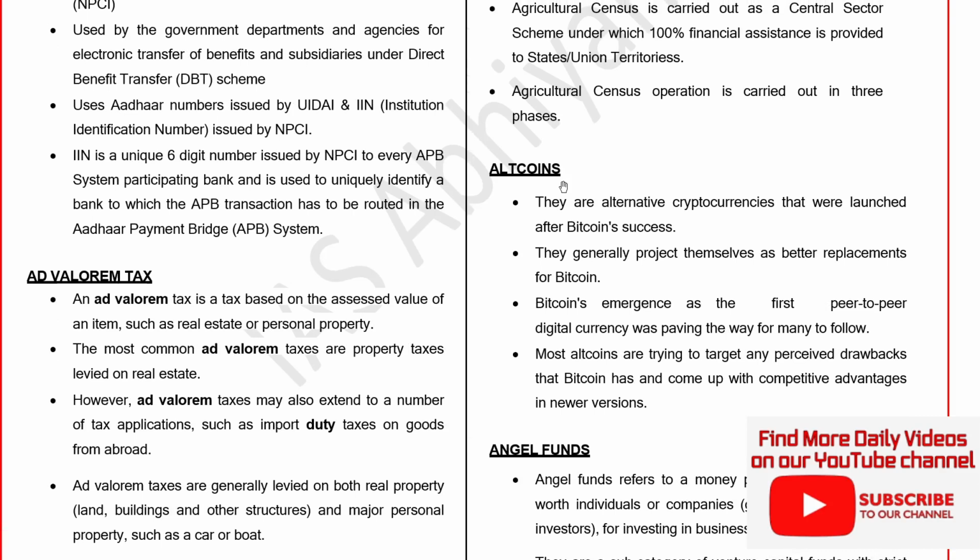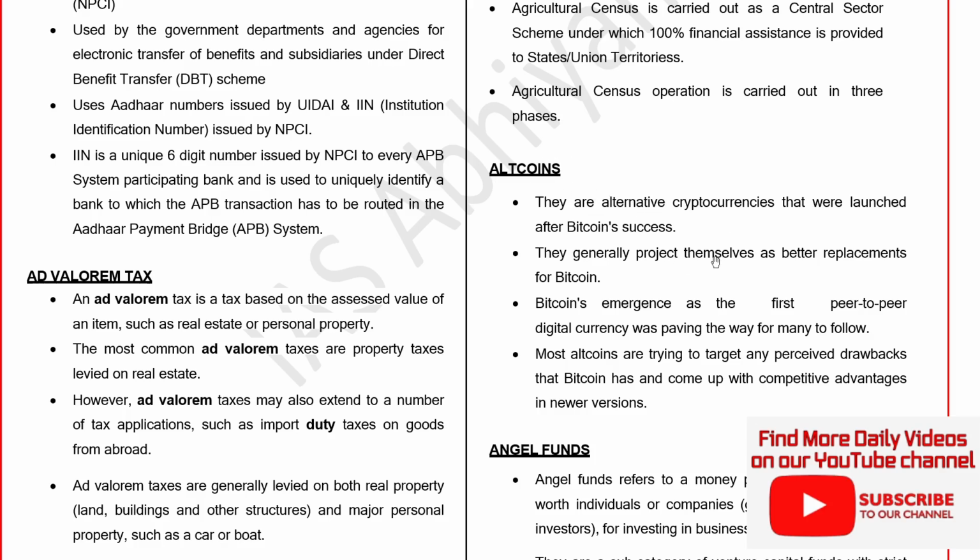Altcoins. Let's see what are altcoins. Altcoins, they are alternative cryptocurrencies. So they are alternative cryptocurrencies that were launched after the Bitcoin success is called as altcoin. So alt coming from alternative.